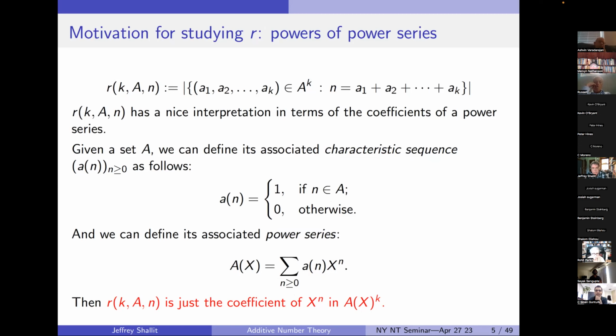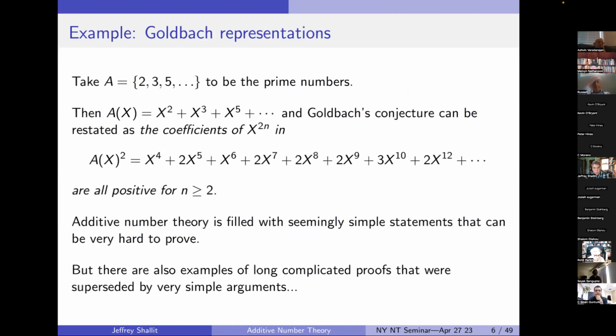So then it's a kind of natural question. You have this power series, you raise it to some powers, and you want to know what the coefficients look like. For Goldbach's conjecture, we can form the associated power series, and then we can look at A(x) squared, and Goldbach's conjecture just says that if you look at the coefficient of x^(2n), it's always positive. So they're positive, positive, positive, positive, and so forth.